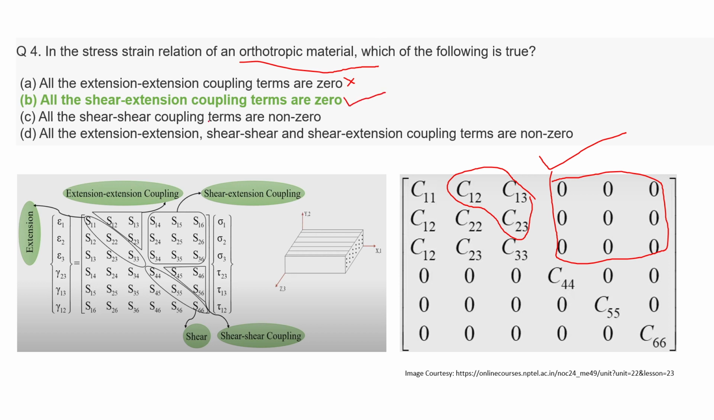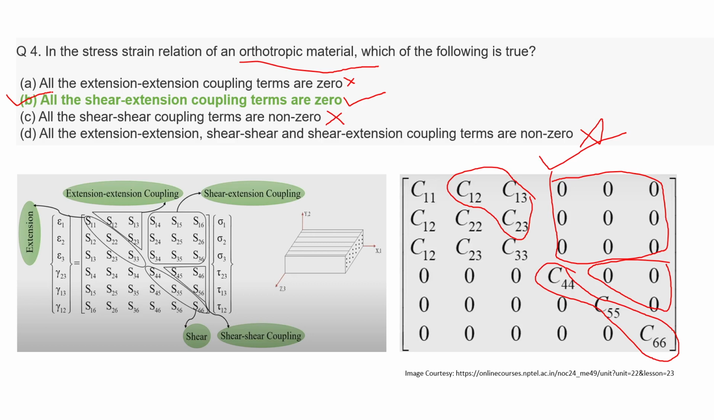Next option is all the shear coupling terms are non-zero. Shear coupling terms are these ones, S44, S55, S66 or C44, C55, C66. So these terms are non-zero. No, sorry, these are the shear terms. This is the shear coupling terms. So these are all 0. So this option is also incorrect. And lastly, all the shear and shear extension coupling terms are non-zero. But here you can see the shear coupling terms are 0. That's why this option is also not correct. So our correct option is option B.